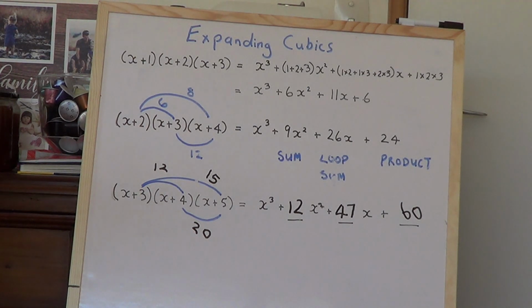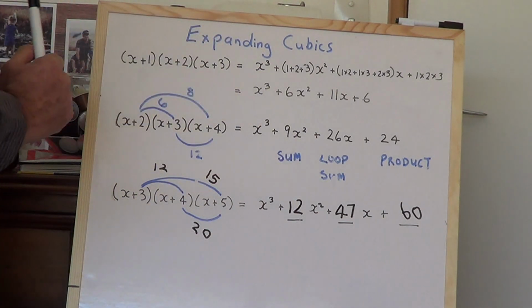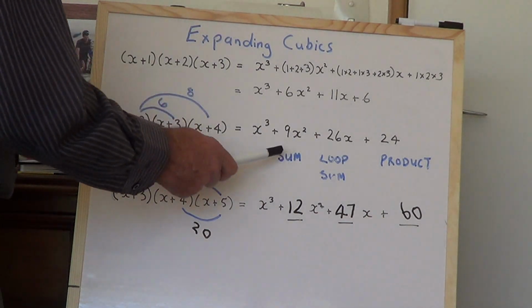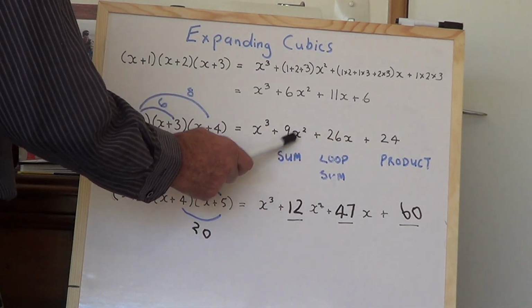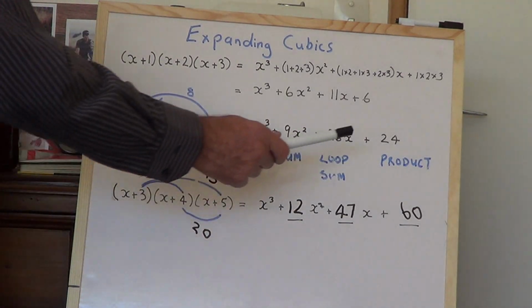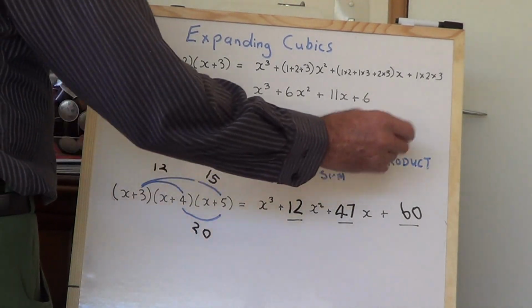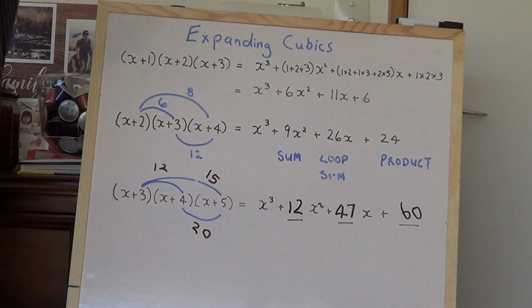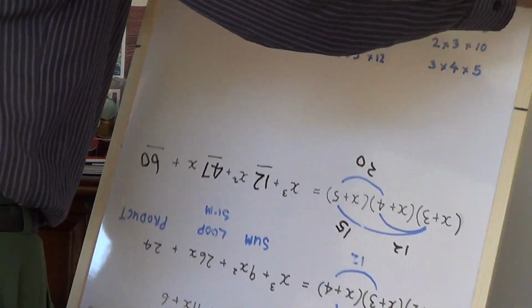Now we're going to go to factorising cubics. Now remember, the number in front of x squared is the 3-number sum. The number in front of x is the loop sum. There are the loops, and the number on the end is the product. But we're going to just focus on the sum and the product, which is what we do with quadratics. There we go.